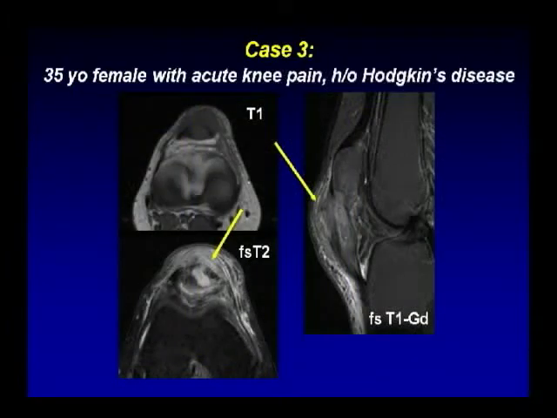Case number 3, we have a 35-year-old woman with acute knee pain, and she has a history of Hodgkin's disease. And at the patella and the patella tendon, you see a lesion which is causing some erosion of the bone. This looks a little bit like a sinus tract even. And you have this extensive swelling of the patella tendon, a lot of bright material in these T2-weighted images.